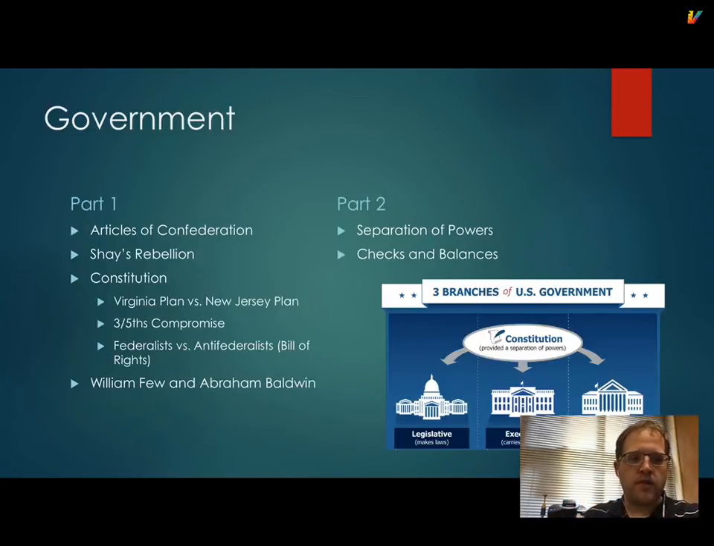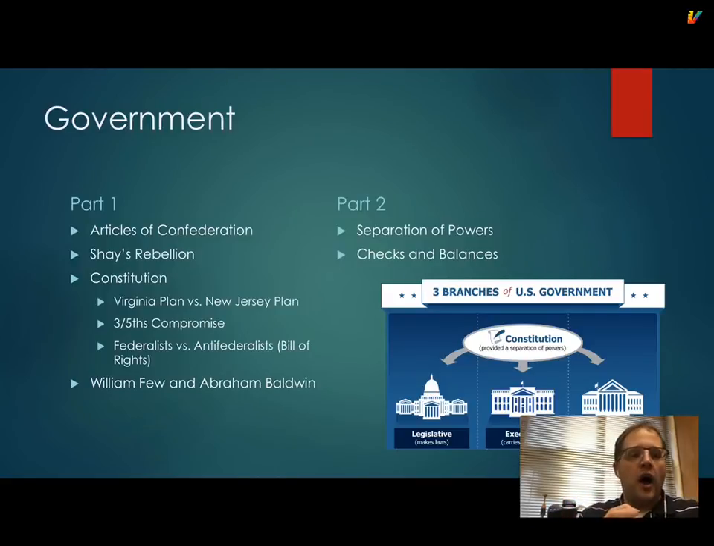And the Great Compromise establishes the 3 branches of government: judicial, legislative, executive. It establishes the bicameral Congress, where in the Senate, it's like the New Jersey Plan, where everybody gets 2 votes. And in the House, it's based on population. So states with higher populations have more votes. So like California has way more votes than Georgia, okay?